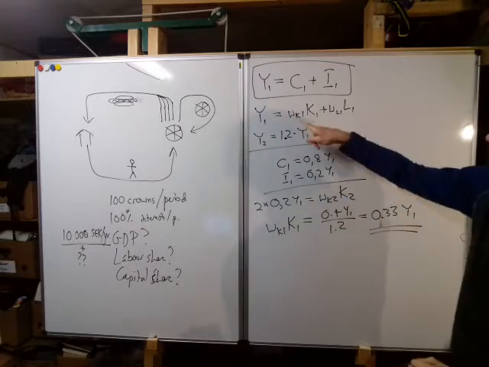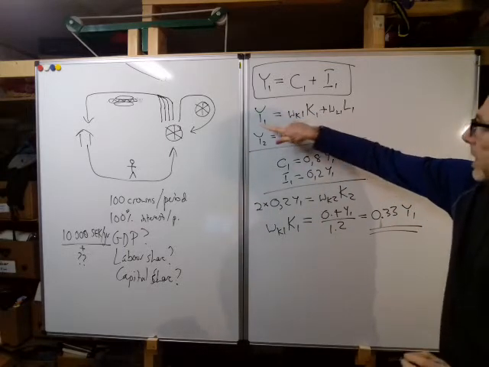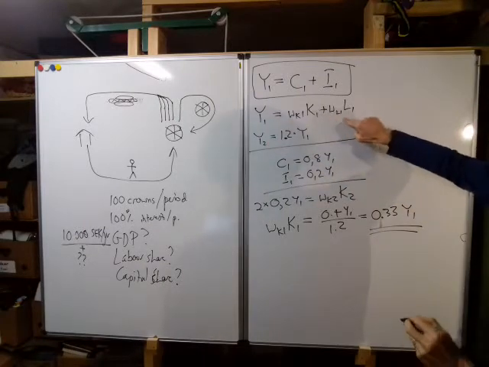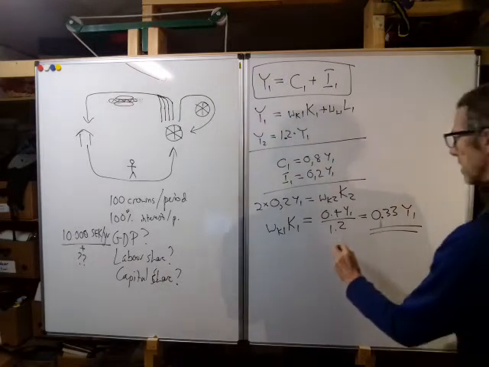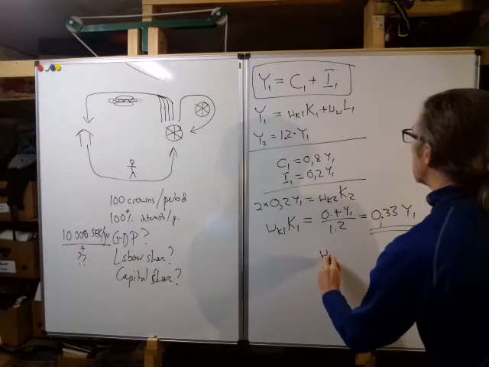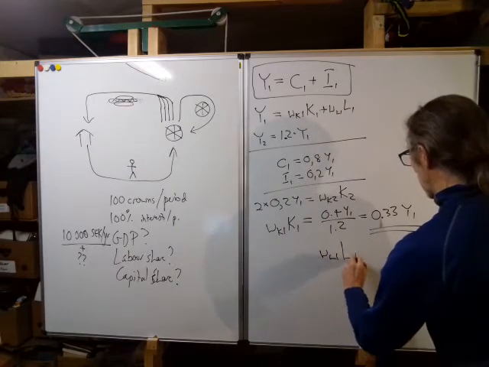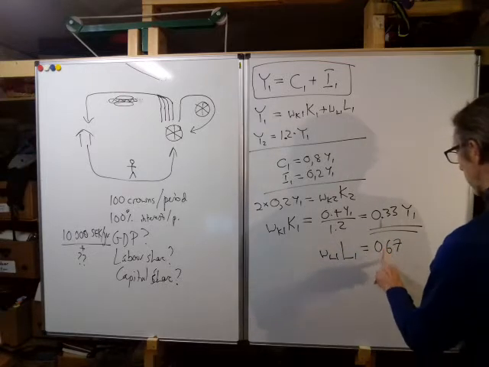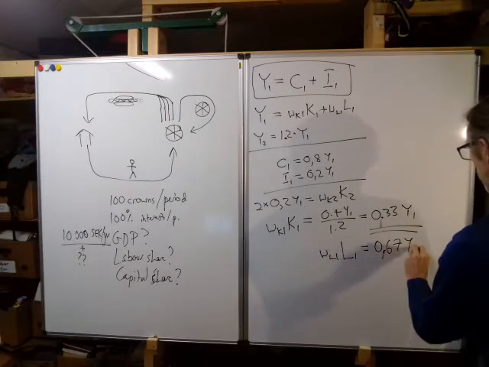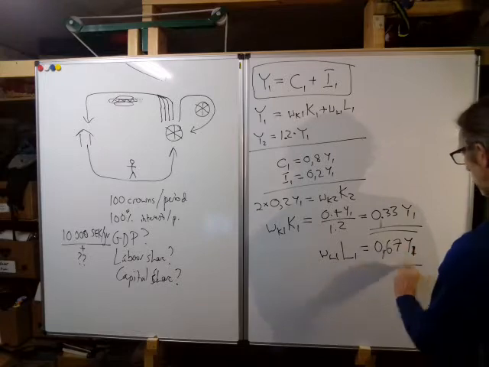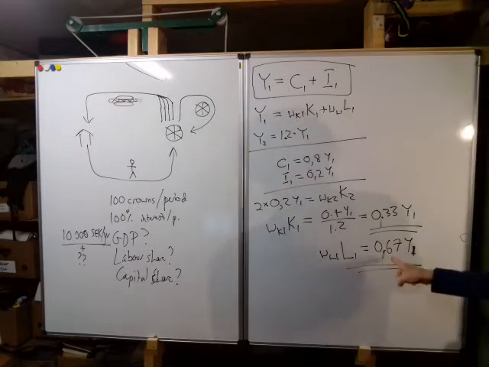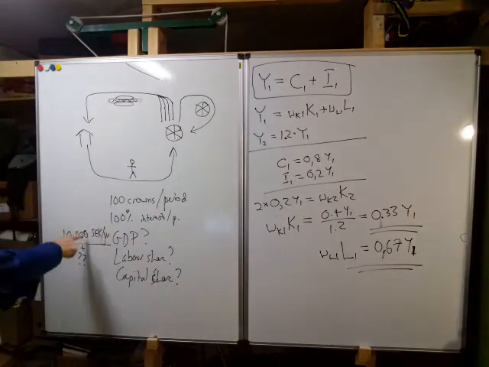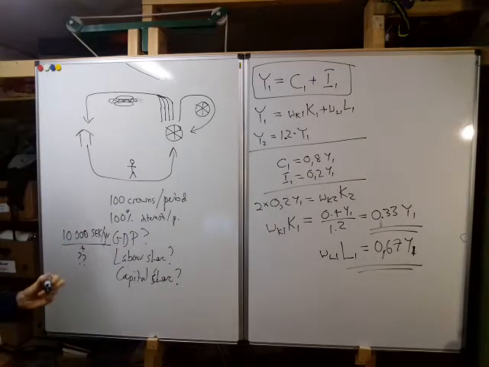So payments to capital make up 1/3 of production, which means payments to labour make up the other 2/3. WL1 L1 equals the other 2/3, 0.67 Y1. But we know what payments to labour are. They're 10,000 crowns a year.